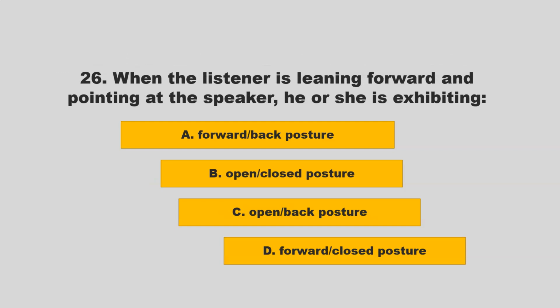When the listener is leaning forward and pointing at the speaker, he or she is exhibiting forward back posture, open closed posture, open back posture, forward closed posture. If you chose A, forward back posture, you are correct.